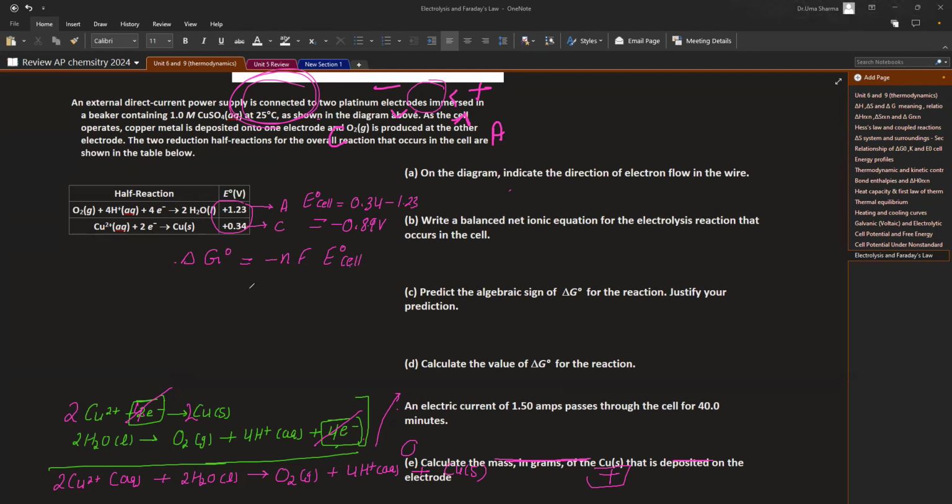Plug in this value here. What is n, children? Give me the value of n. Remember, we have written the balanced equation here. Yes, it is 4. Very good. It's not 2, it's 4. What is F?